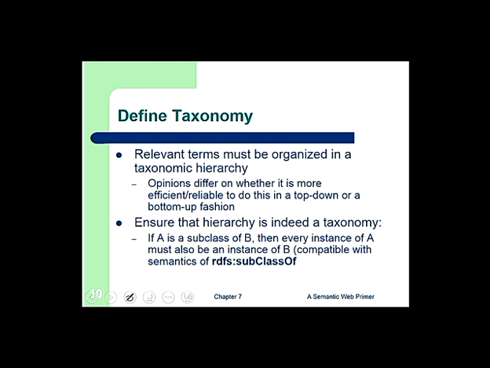Next, define taxonomy. Now the relevant terms must be organized in a taxonomical hierarchy, which means that now they also have a structure. Now we have parent concepts which have child concepts. We have parent properties which have child properties. At this stage we are interested mostly in classes. So all the classes are organized in a taxonomic hierarchy. It means the parent-child relationships are defined to define the structure of the concepts.